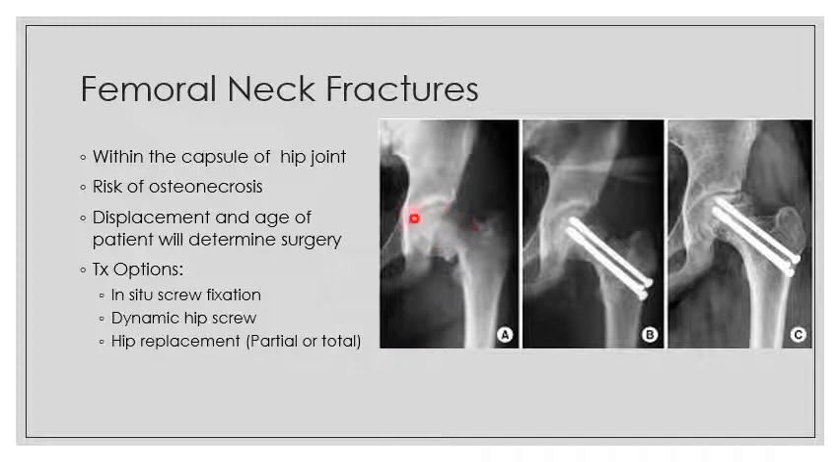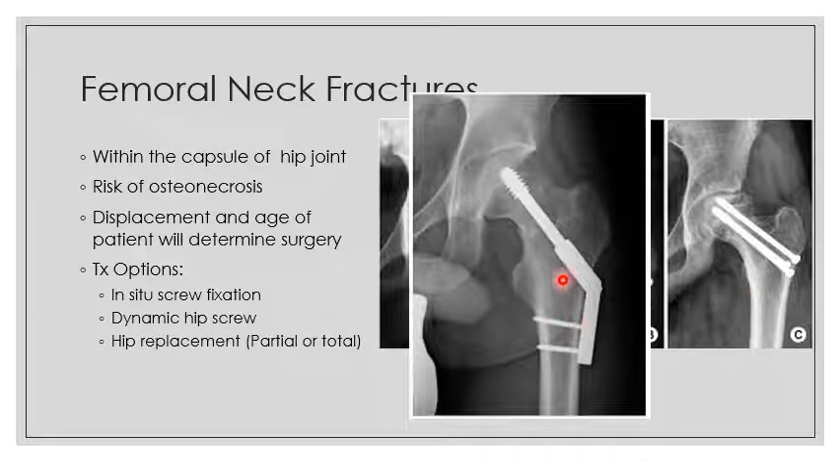So as I said, it's a fracture within the capsule of the hip joint, and displacement and age of the patient will determine the surgery. So we do either an in situ screw fixation. Minimally displaced, you can do some traction, then do an incision here, then put a cannulated screw.